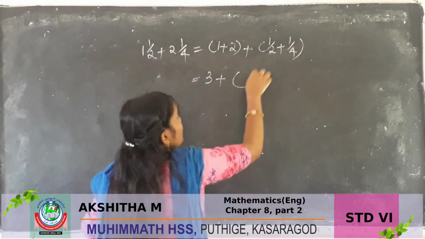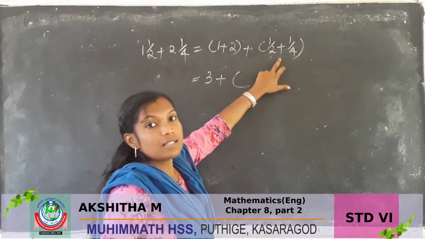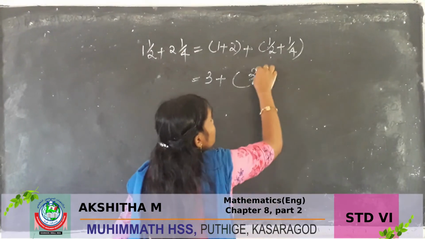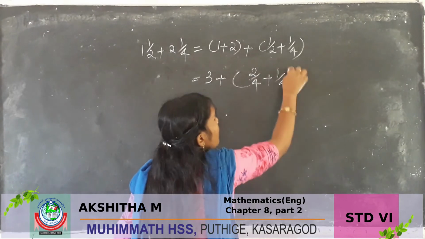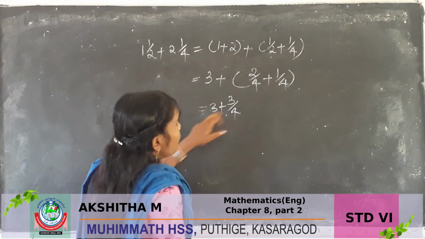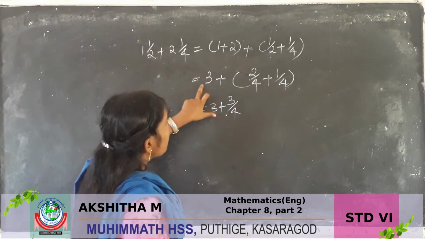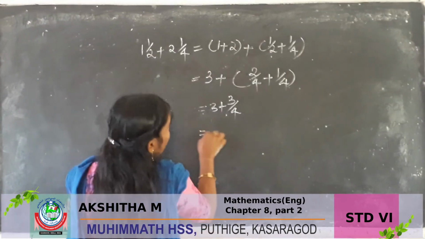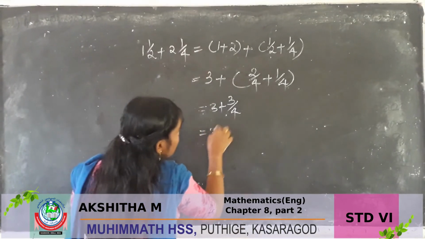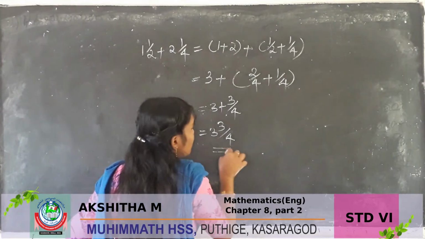So for 1/2 we have to make the denominator same. So 1/2 we can write as 2/4. So 2/4 plus 1/4 is 3/4. So 3 plus 3/4. What is the answer? 1/2 plus 2 1/4 is equal to 3 3/4. Like this we can find out the answer.